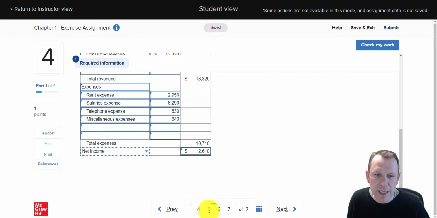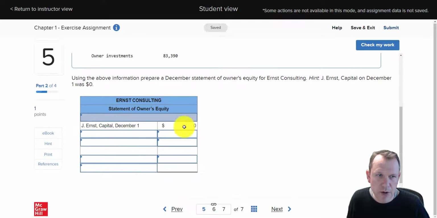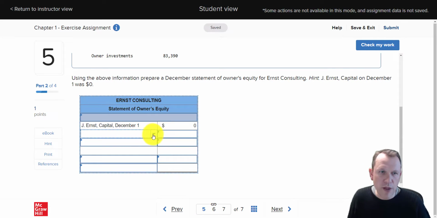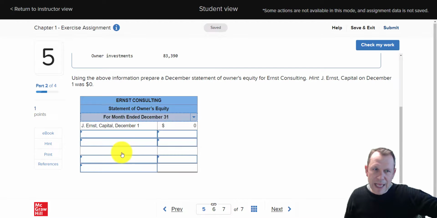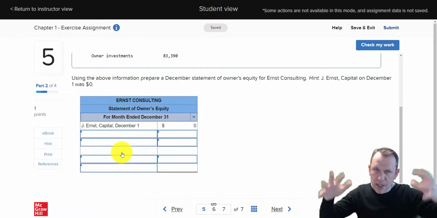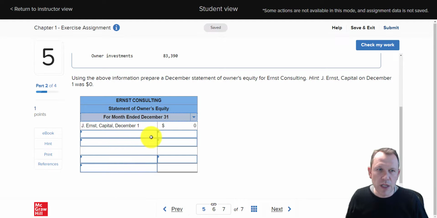Okay, so now we're going on to the next one. This one is, again, we have the same numbers right there, right? So we're going to start with capital balance, and the idea is to say by the end of this month, right, for the month ending, so all the activity going on this month, what is our capital? What's our change in capital going to be, our change in owner's equity? We start with 0 because this is a new company.